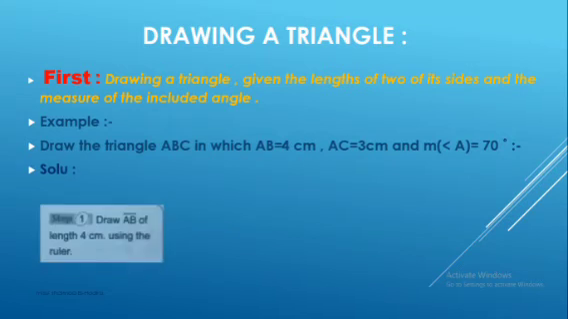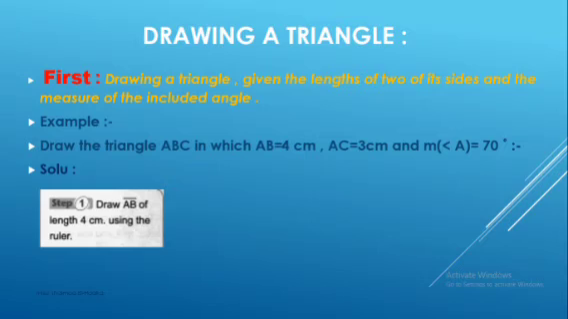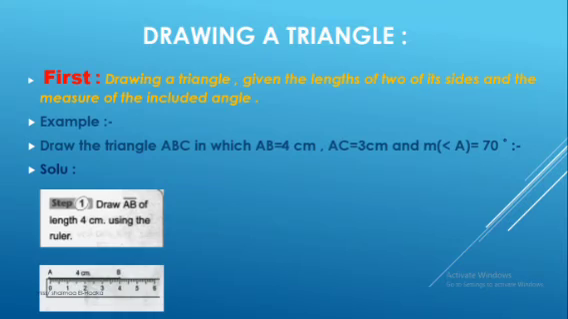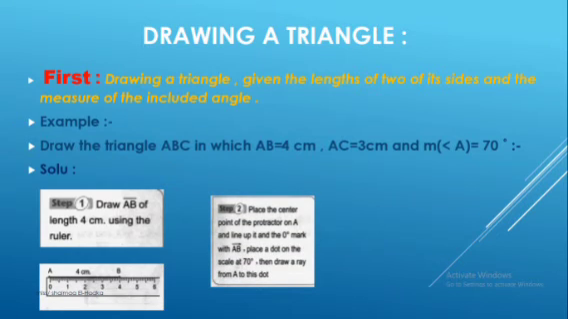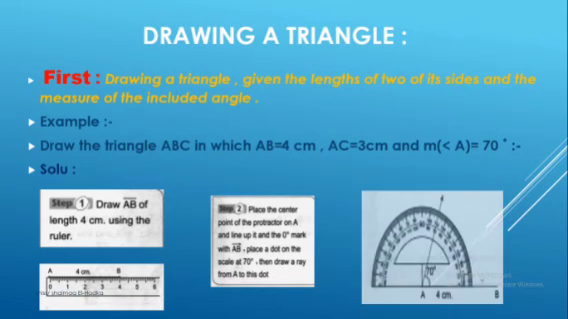Solution. You have many steps. Step 1, draw AB of length 4 cm using the ruler. Step 2, place the center point of the protractor on A and line up the zero mark with AB. Place a dot on the scale at 70 degrees. Then draw a ray from A to this dot.